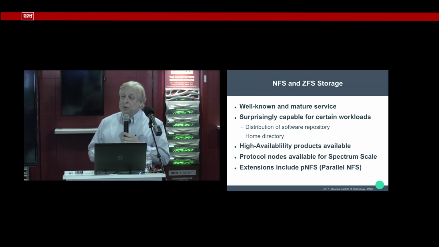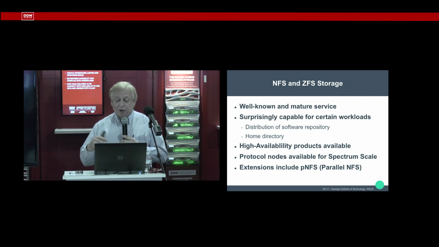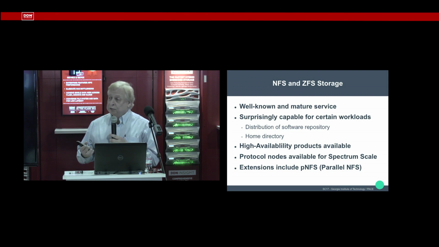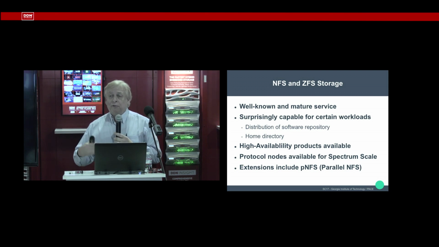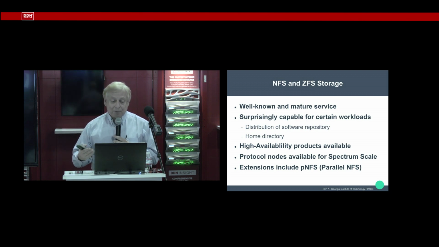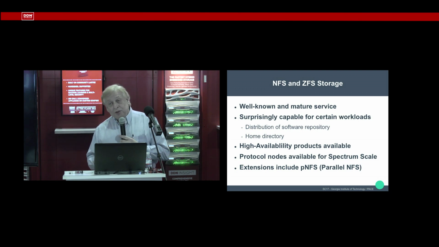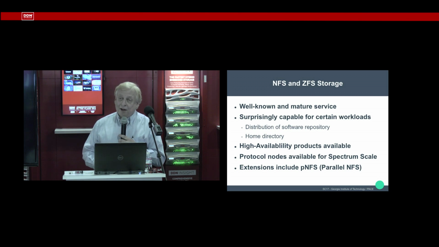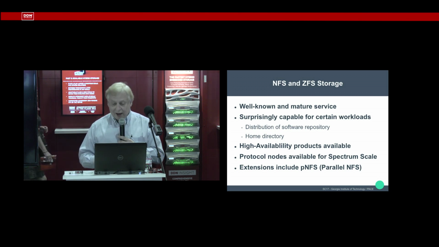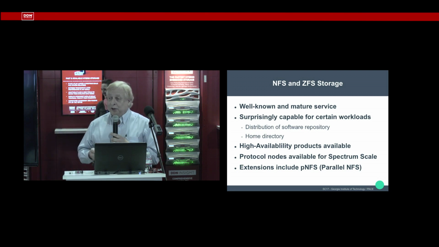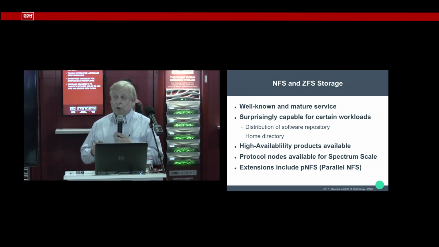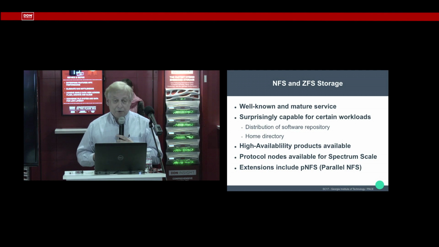So the other thing you can do with NFS and ZFS, of course, there are things called protocol nodes available from Spectrum Scale, so that you can actually have your GPFS system provide you NFS service directly. That's really kind of nice. There are extensions to that. There is parallel NFS and all, but there's lots of different options you can look at for that. However, that provides a really nice medium tier of storage for a lot of different varieties of utilization.